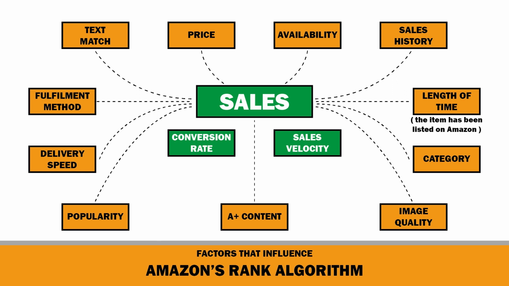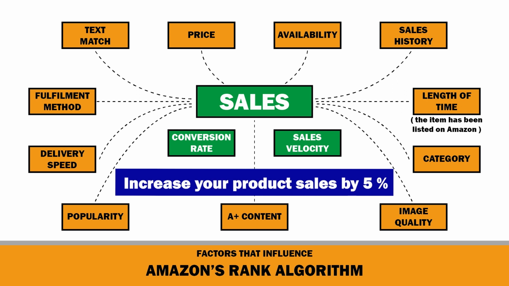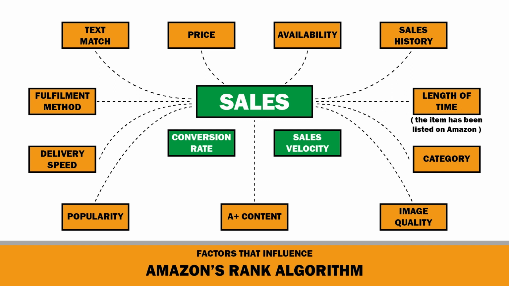A+ content. A+ content allows you to add images, text, and comparison tables to your product detail page. According to Amazon, A+ content increased sales by 5% due to increased traffic and conversion. I am planning to make a detailed video about this subject later.